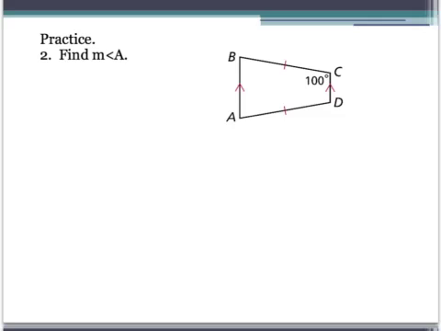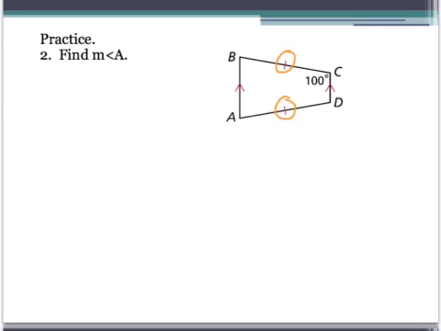Okay, so moving on to practice problem number 2. We want to find the measure of angle A. And you first got to start by recognizing what kind of shape you have. You could say it's a trapezoid, but more specifically, it's an isosceles trapezoid because the two legs are marked congruent. And if you remember, the two base angles are going to be congruent to each other in an isosceles trapezoid.